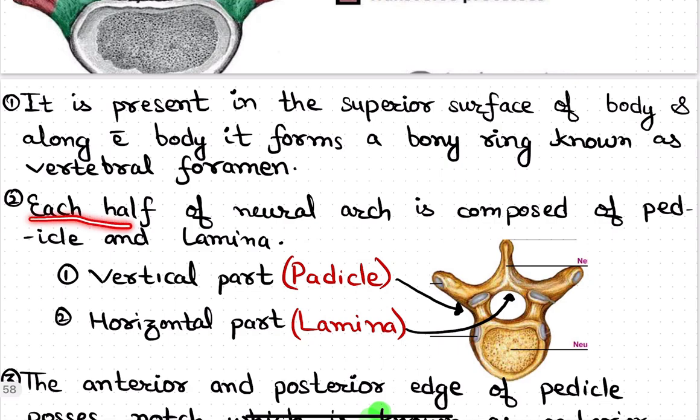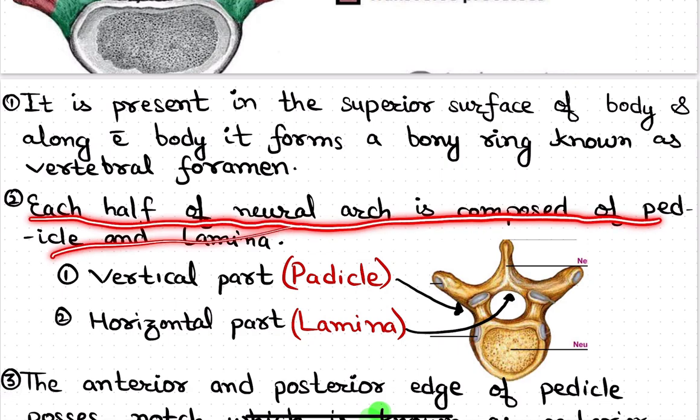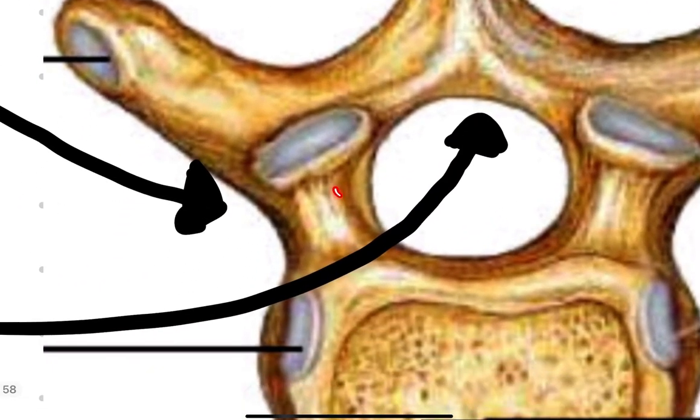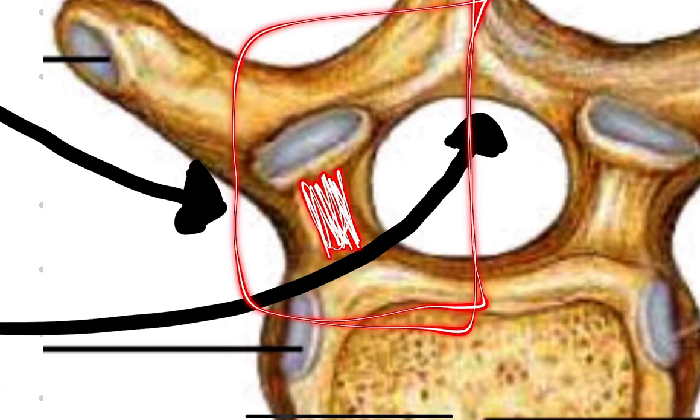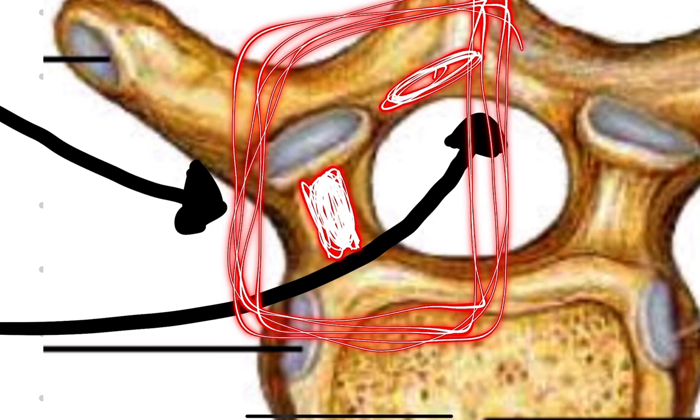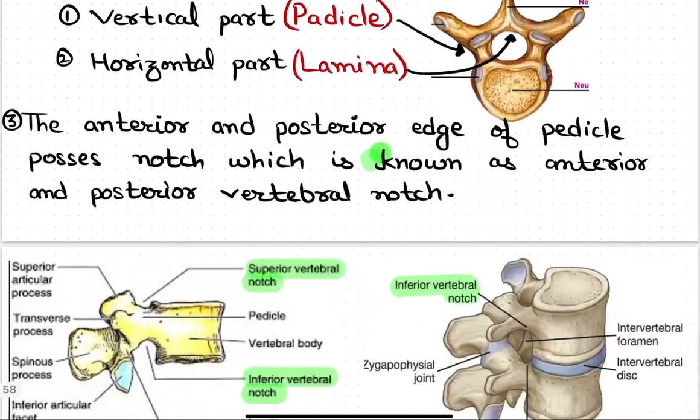Now it is telling us each half of a neural arch is composed of pedicle and lamina. The vertical part is the pedicle and the horizontal part is the lamina. This is the half part of a neural arch. In this half part, this vertical part is known as the pedicle, and this horizontal part of the neural arch is known as the lamina. This is the pedicle and this is the lamina, okay. I think it is clear to you.